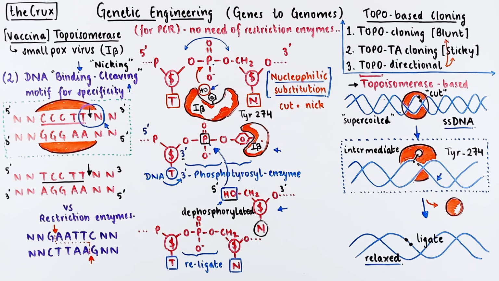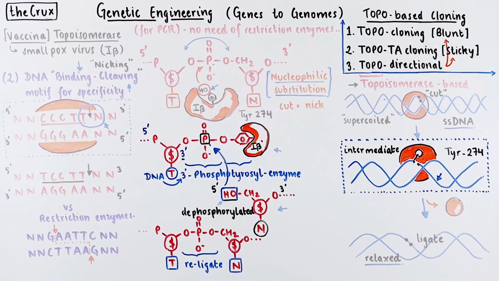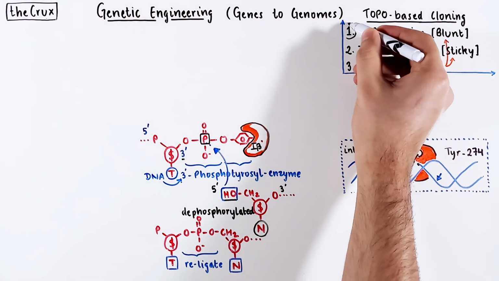Hopefully you understand the basics, so let's get into topo cloning. First type is the blunt topo cloning.